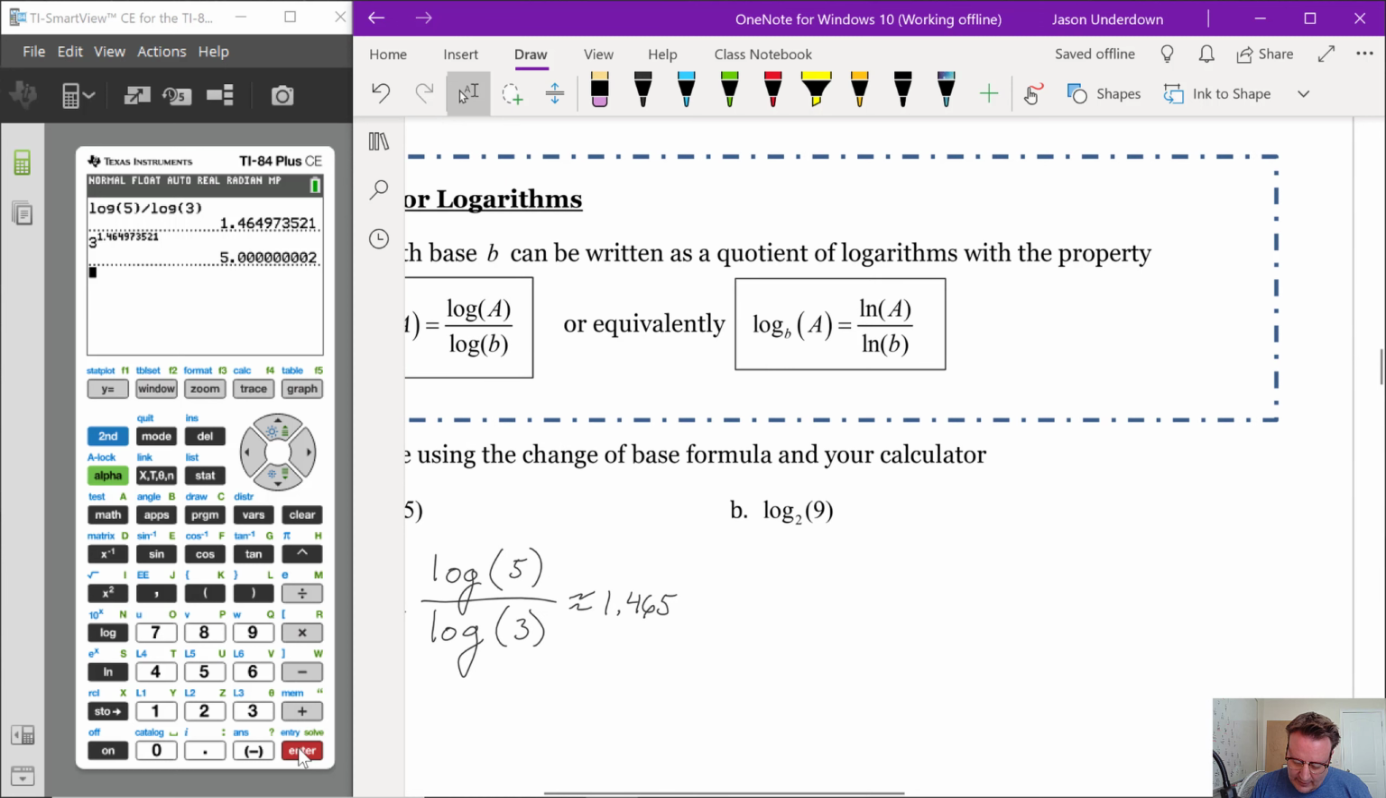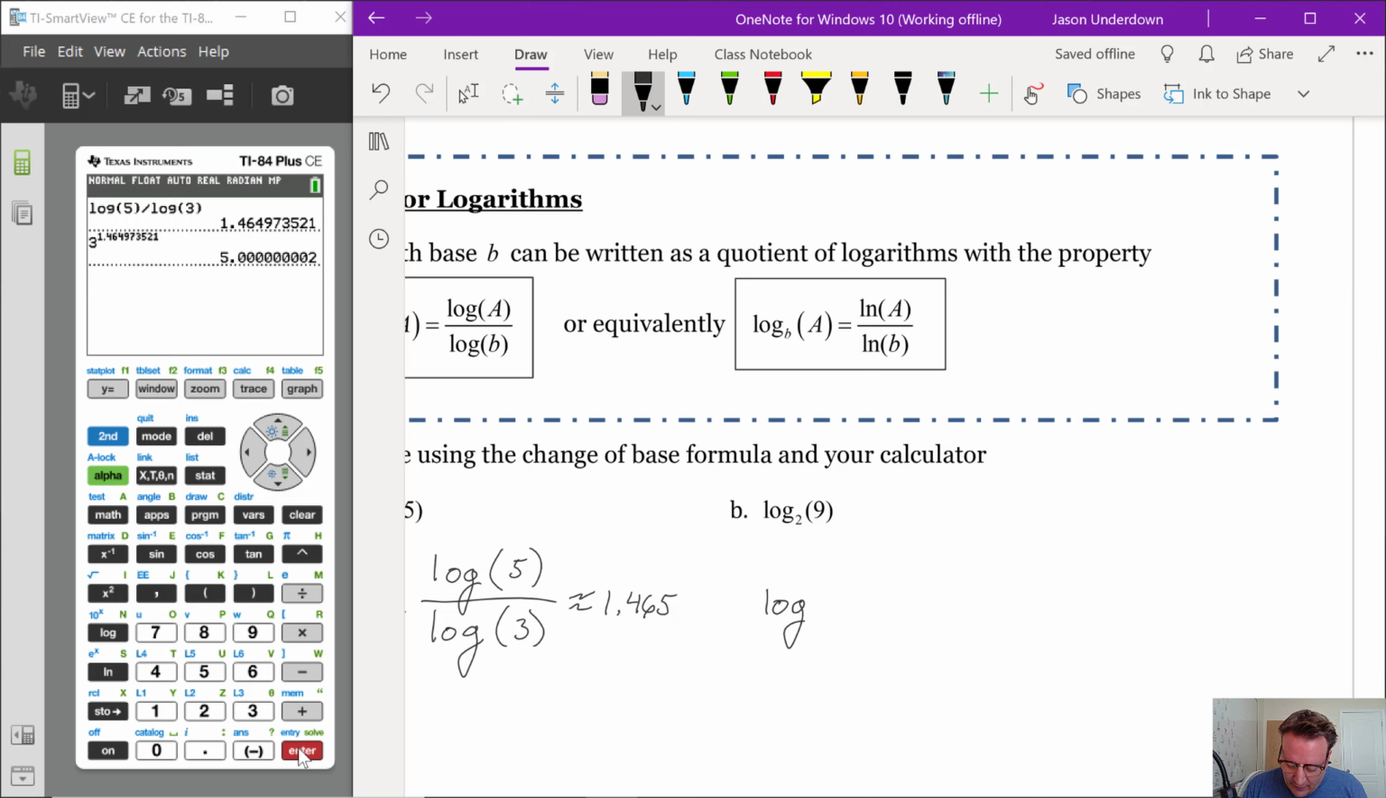Okay, let's compute now log base 2 of 9. This is equivalent to asking what power do I have to raise 2 to get 9? Well, 2 cubed is 8. 2 to the 4th is 16. That's too big. So it's going to be something between 3 and 4. I have to raise 2 to some number a little bigger than 3, and then I'll get about 9, right? Maybe 3.1-ish.